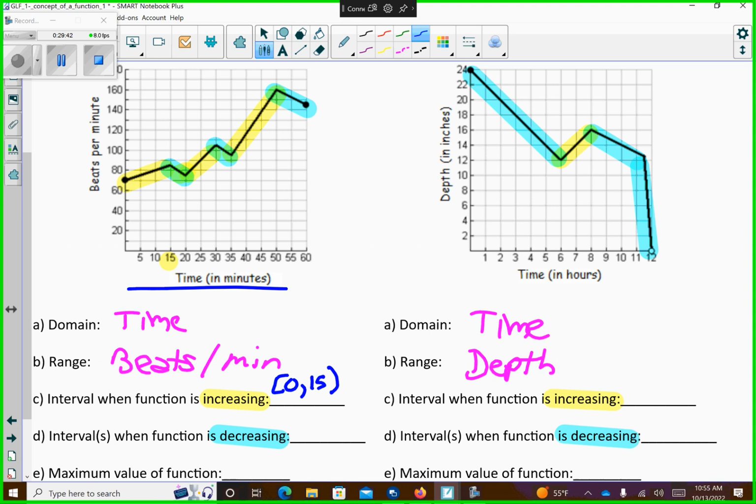All right, now let's talk about decreasing. It's going to decrease here. So from 15 to 20. Remember I called the 15 up above a soft bracket? I'm going to call it a hard bracket here. 15 to 20. Okay. And I have a soft bracket on the 20 because notice I had a hard bracket on the 20 here. Okay. And then it's also decreasing here. So from 30 to 35.